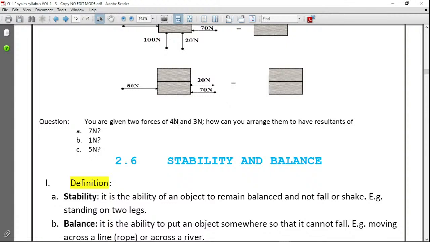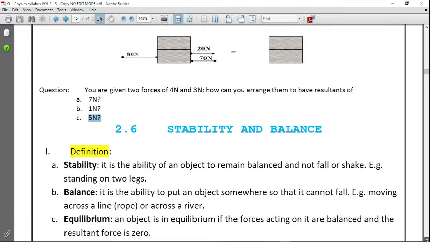For 7 newtons, the two should act in the same direction. If the resultant has to be 1 newton, then they have to act in opposite directions, right? And if you want the resultant to be 5 newtons, then they should act at right angles. So one should be acting, let me say, upwards, and one acting to the right. And the resultant force will be given by Pythagoras theorem, which is the square root of 4 squared plus 3 squared. That will give us 5. So this is the one that many students do not know how to answer, and it appears in paper 2.